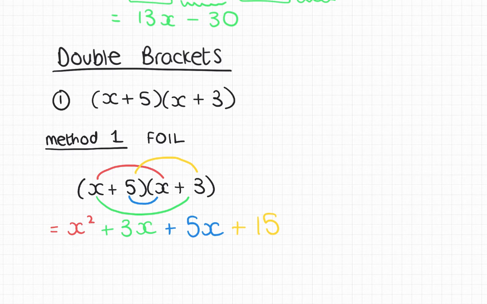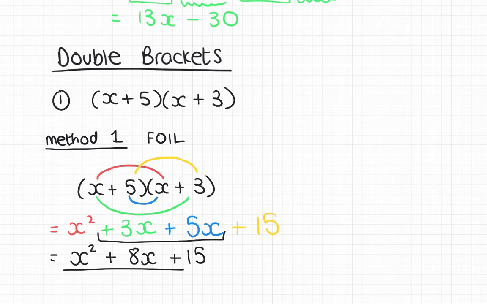And then I'm just going to simplify what I've got here and make it a bit easier. So I've got an x squared. In the middle here, I've got 3x plus 5x. That's 8x. And then I've got a plus 15 at the end. And that's my final answer.